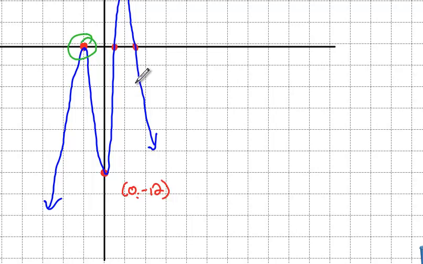Those are the things that you're looking for in order to help you graph these. So this is section 3.4 that we're looking at. So go ahead and practice some of the homework and then let me know if you have any questions.